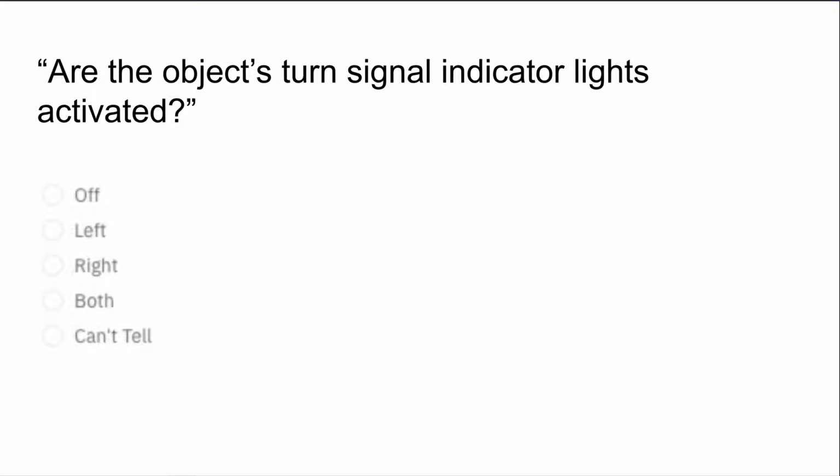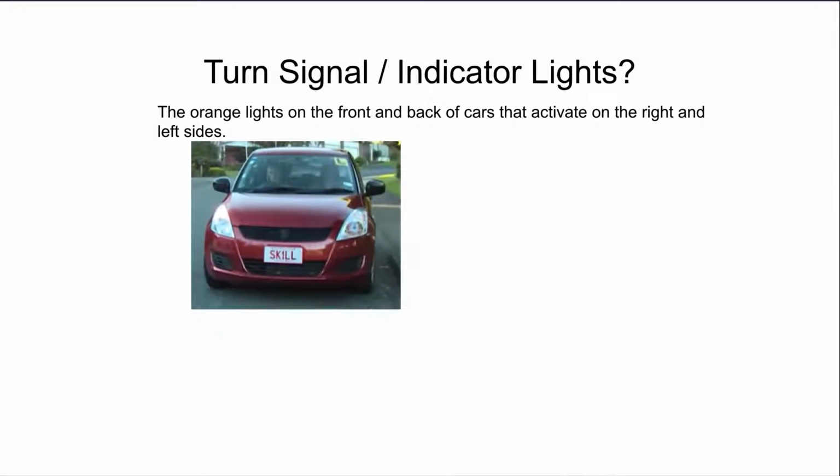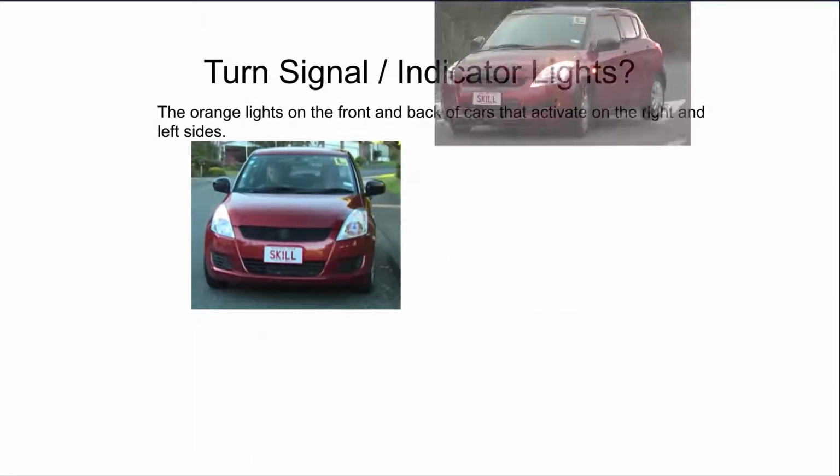Before we go into the selections that can be chosen on the indicator lights attribute, first we're going to go over what indicator lights actually are. So what are turn signal or indicator lights? Turn signal lights and indicator lights are synonymous. They are the orange lights on the front and back of cars that activate on the right and left sides. So it's front and back and left and right.